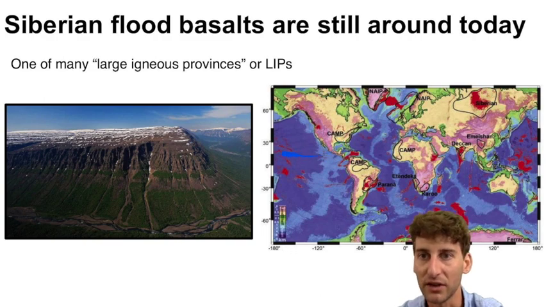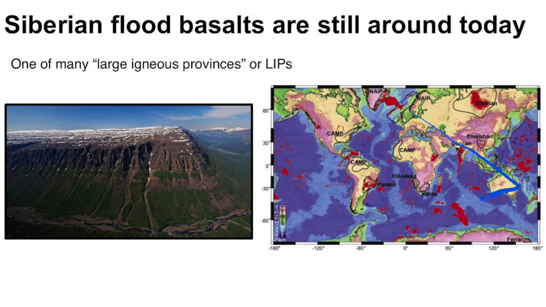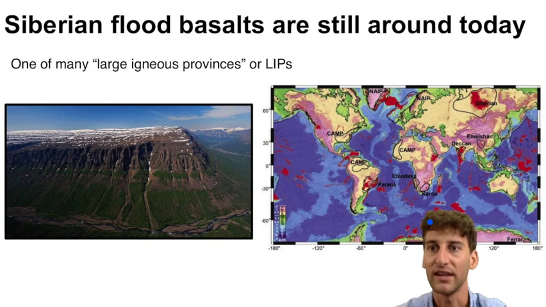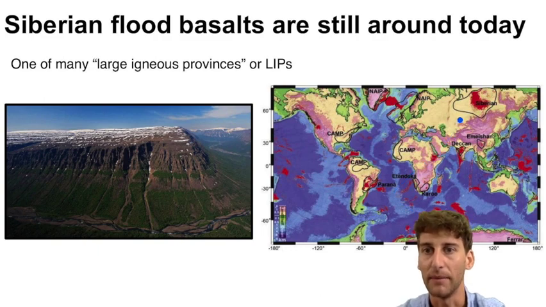You can see other ones, Hawaii is on this map, not surprisingly. Iceland is on this map, not surprisingly. There's some other big ones down in the Southern Ocean, like the Kerguelen Plateau. So these are features that happen periodically throughout geologic time. But in this case, in Siberia, they really messed things up.